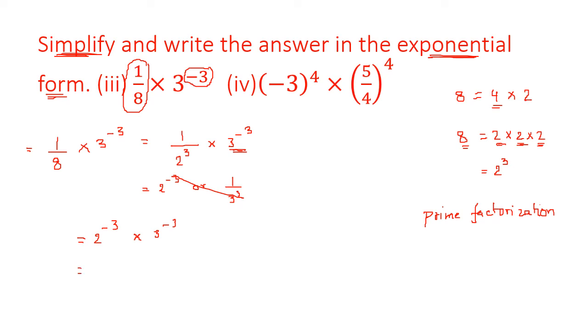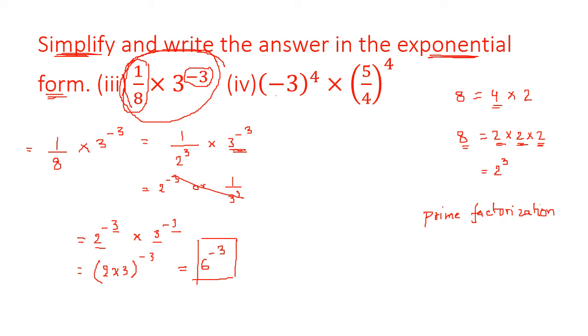Okay. Now the base is different, the power is the same. So which rule to apply? a raised to m into b raised to m. So we get the answer: 2 threes are 6, 6 raised to minus 3. So what we have done is, this whole number, separate numbers, is now simplified and put in which terms? 6 raised to minus 3. This is called simplification in exponential form.